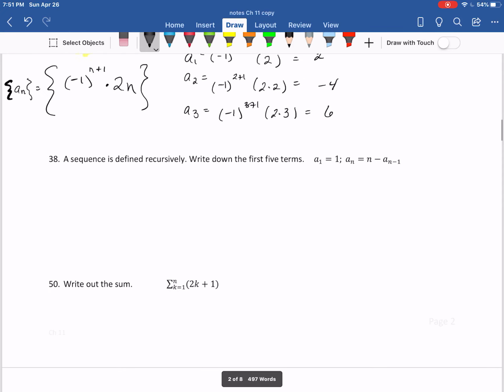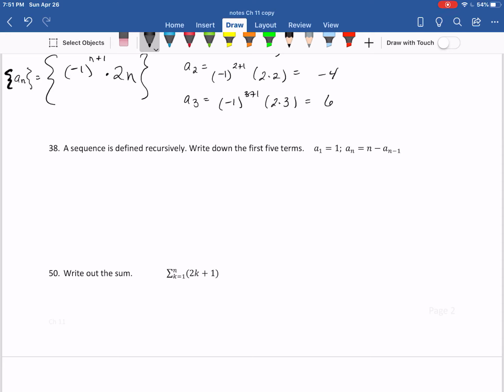38, a sequence is defined recursively. Write down the first 5 terms. Recursively is a new word for us. Recursively means that the next term is defined based on what you got for the previous term. So you need to know the previous term in order to get the following term. That's what a recursive definition is doing for you.